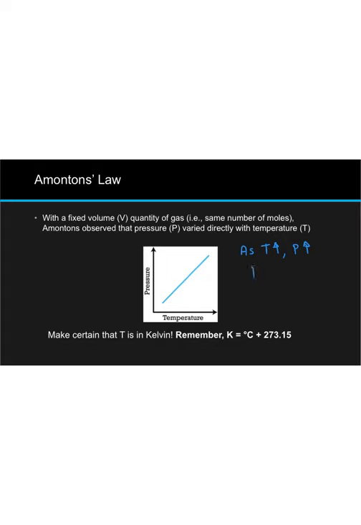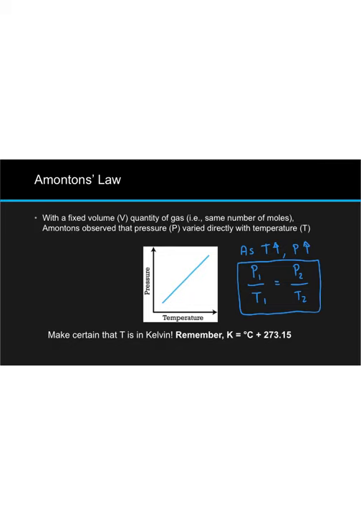Another way to say Amontons' law is that P1 over T1, again, where T is in Kelvin, is equal to P2 over T2. And like Avogadro's law, Amontons' law in this form is not particularly applicable to us. But we have come up with a series of 4 laws that demonstrate the relationship between 4 quantities that measure gases: pressure, volume, temperature, and number of moles.